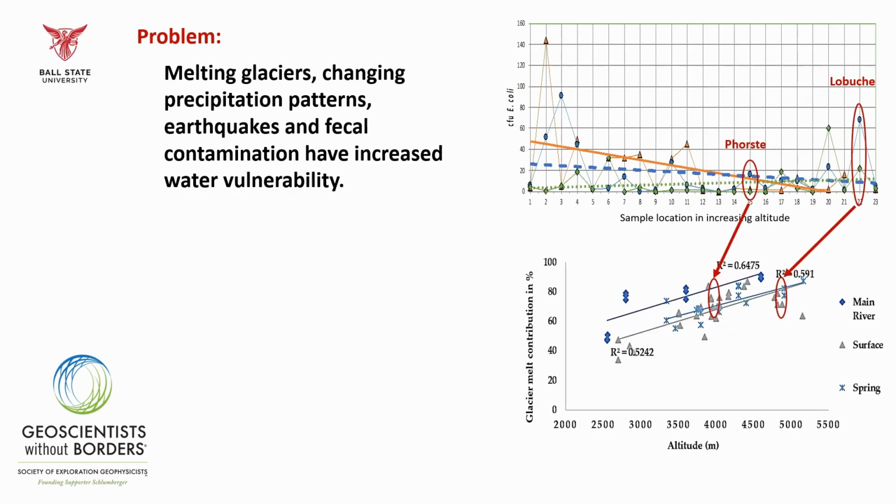Communities in the high Himalayas regularly experience water vulnerability. Our previous work shows that there's a problem with water contamination throughout the region. Note the figure on the upper right, which plots colony-forming units of E. coli, a fecal coliform, per 100 ml sample versus location. The locations shown are all drinking water sources, mostly springs.